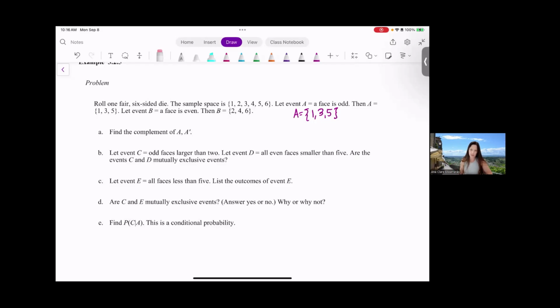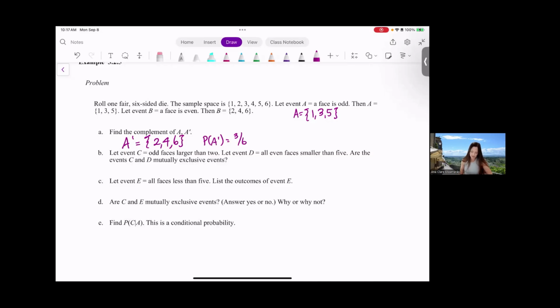Find the complement, A prime. So A prime is everything that is not in A. 1's in A, but 2 is not. 3 is in A, but 4 is not. 5 is in A, but 6 is not. So A prime, the complement, is the same as B. And that probability, even though it doesn't ask for it, is equal to 3 out of the 6 total.